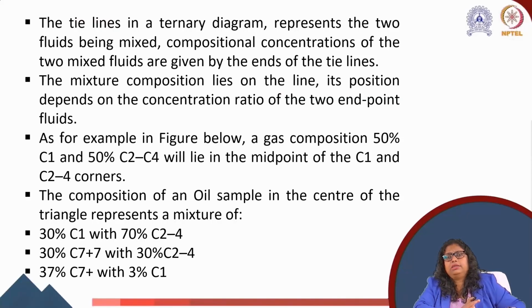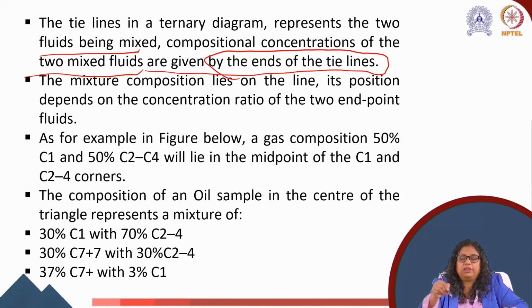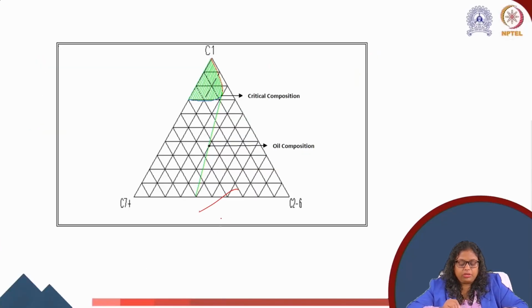The tie line in a ternary diagram represents the two fluids being mixed, and the compositional concentrations of the two mixed fluids are given by the ends of the tie line. So the mixture composition lies on your line, and its position depends on the concentration ratio of the two end-point fluids. We have one example, which is shown by this diagram.